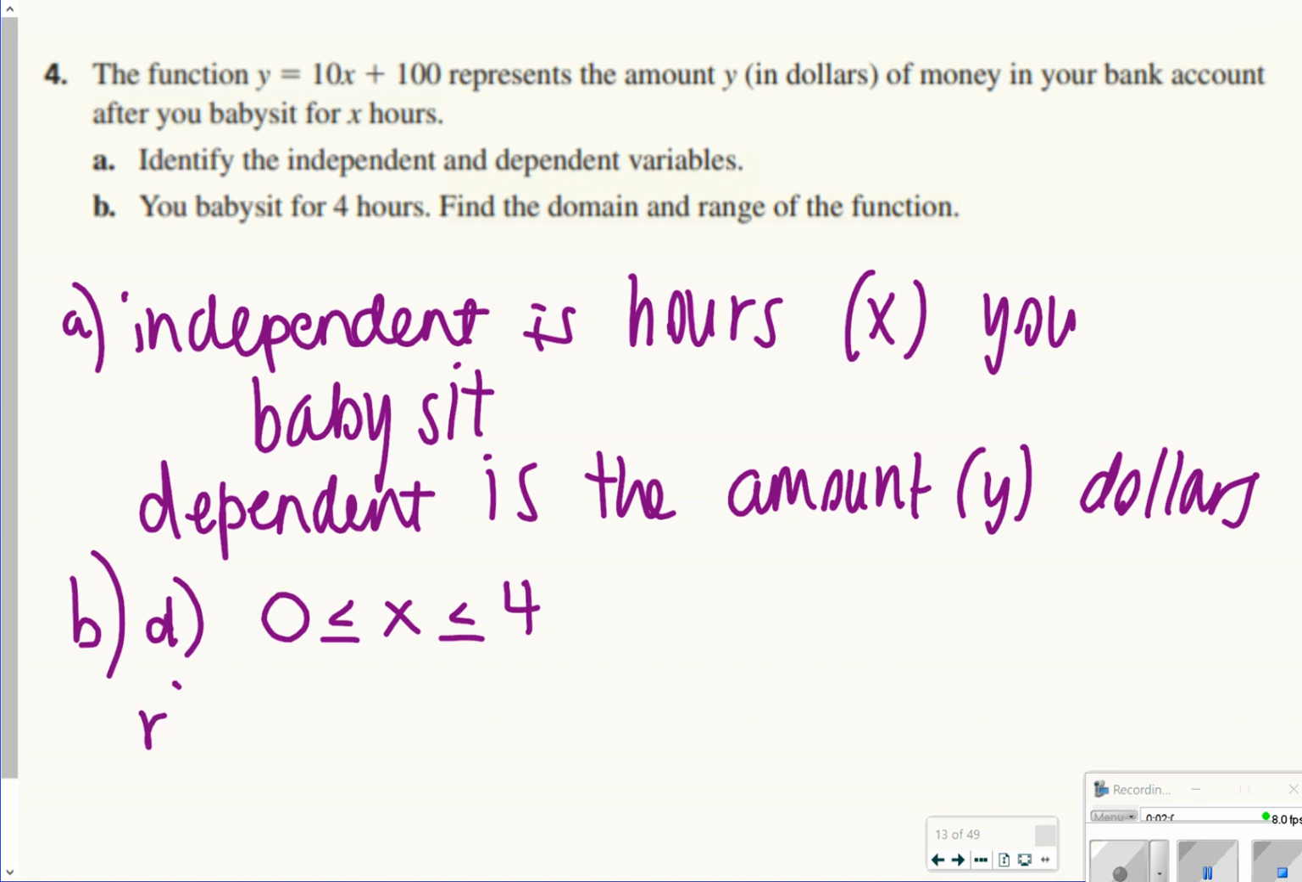And then the range would just be how much money you would make. So if you started out with 0 hours of babysitting, you would be at $100. But then 4 hours of babysitting gives you an extra $40. That's all the way up to $140. So your range should be 100 is less than or equal to y, which is less than or equal to 140.